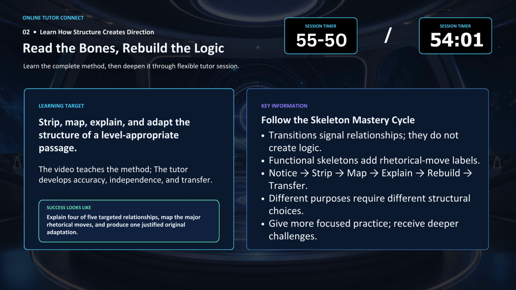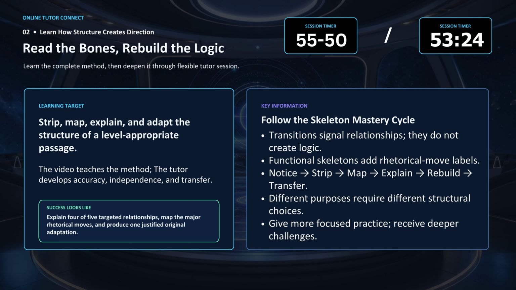The second action is strip. Here, we temporarily remove topic-specific content so that the organization becomes easier to see. Consider this original passage. Many cities add bicycle lanes to reduce traffic. However, a lane alone may not persuade commuters to cycle. For example, an unsafe intersection can interrupt an otherwise protected route. Therefore, planners should treat bicycle lanes as one part of a connected safety system. A pure strip leaves: however, for example, therefore. That sequence suggests a complication, an example, and a conclusion or recommendation. But the transition words do not reveal the complete reasoning.